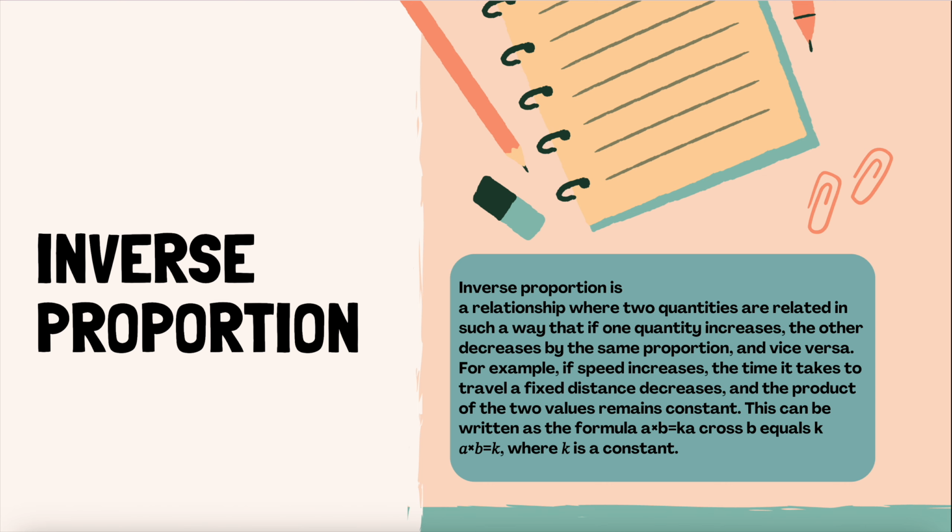A good example is speed and time. The faster you go, the less time you need to travel the same distance. So, when speed doubles, time is cut in half. That's an inverse relationship.